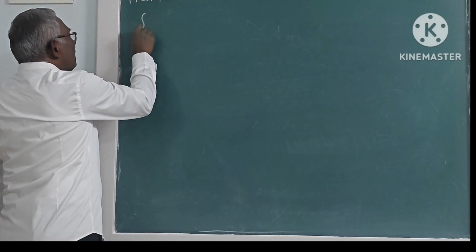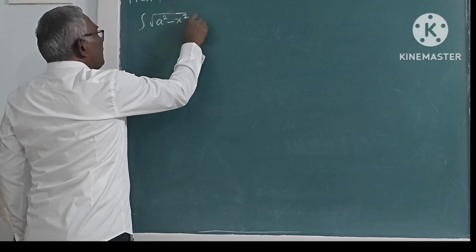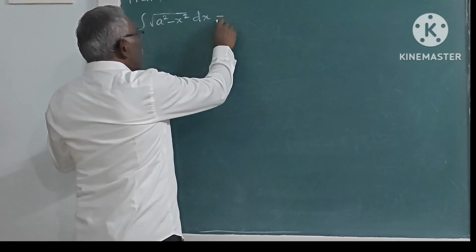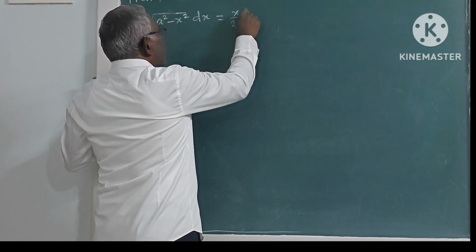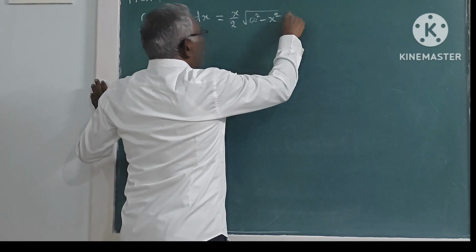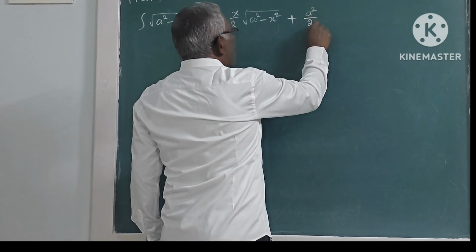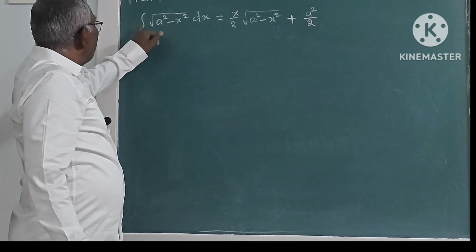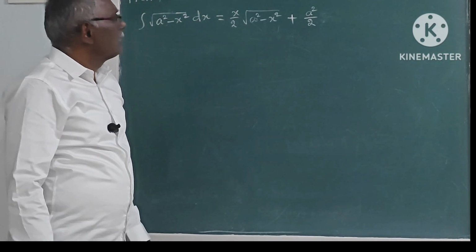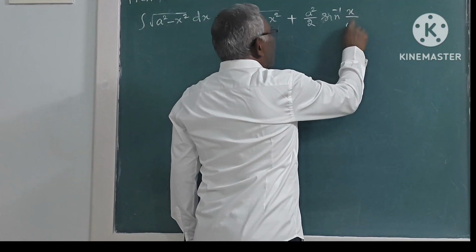First, I will write integral square root of a square minus x square dx. For this it will be x by 2 into square root of a square minus x square plus a square by 2. What is integral of dx by square root of a square minus x square? That is nothing but sine inverse x by a plus constant.